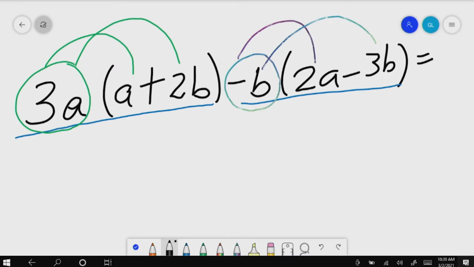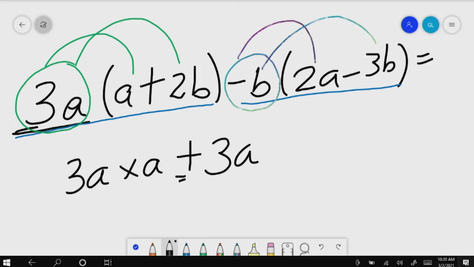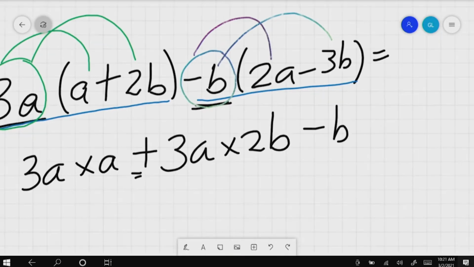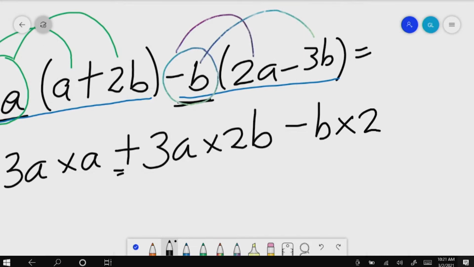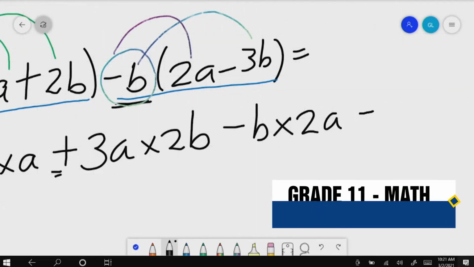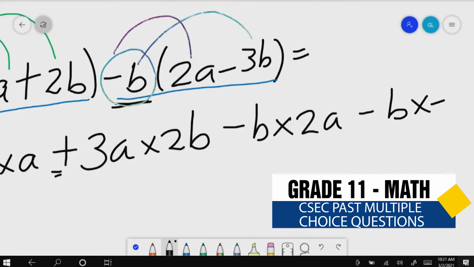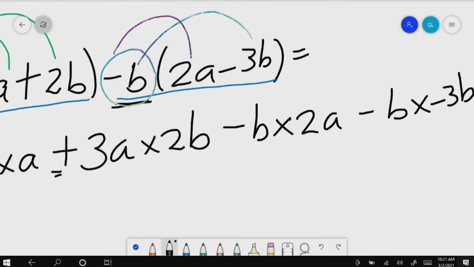So if we were to apply that rule, we would have had 3A times A plus, and again this plus comes because the coefficient of this 3A is positive, so that is where we get this plus sign from, plus 3A times 2B minus B, that's our second bracket now, minus B times 2A minus B times minus 3B. Now this minus comes from this quantity.